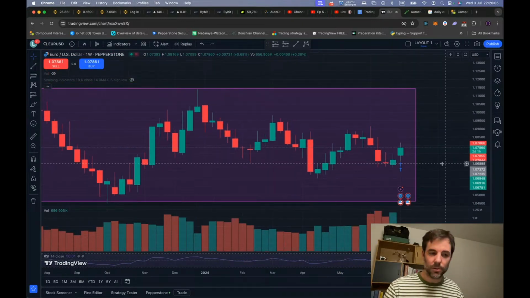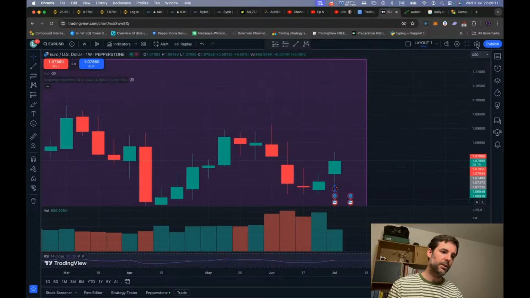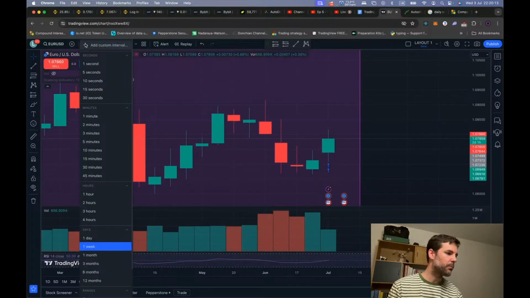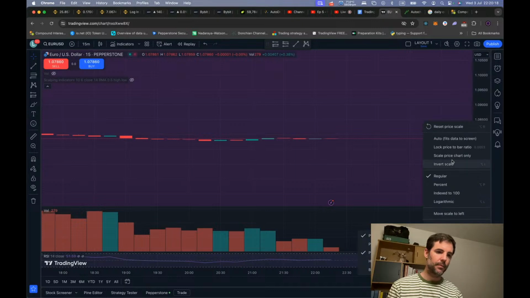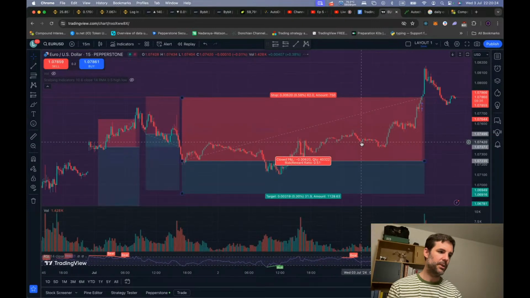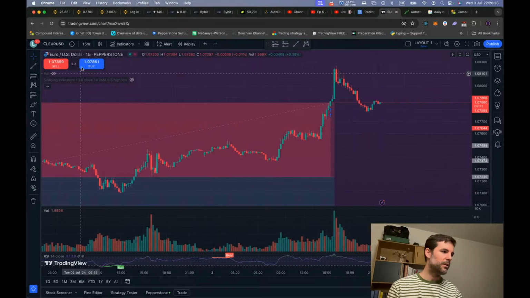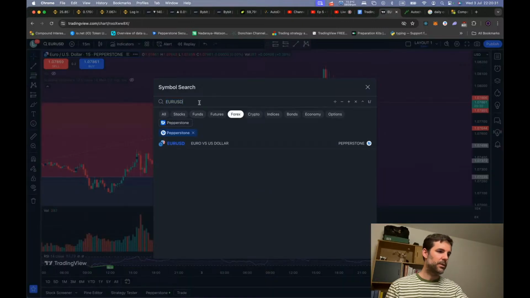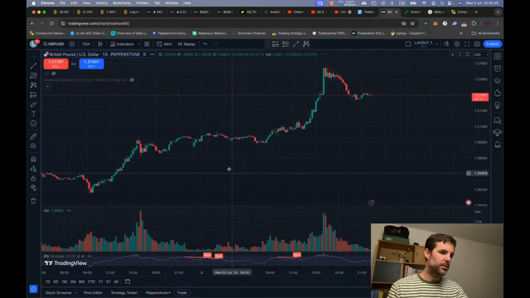I do not know how to do levels here as well. I need to learn something. I'm thinking about pullbacks. Pullbacks are interesting, because these currency pairs have different kinds of behavior and they have different pullbacks. Let's look at another one. Okay, looked at this enough.